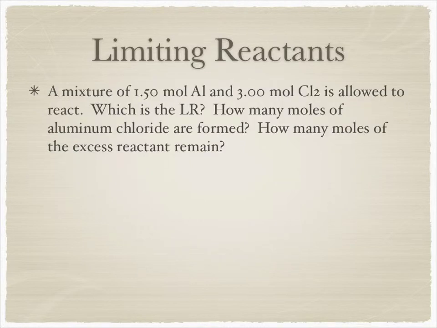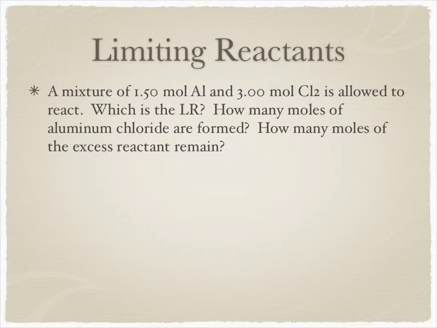Alrighty, so now we're going to do a problem. A mixture of 1.5 moles of aluminum and 3 moles of chlorine is allowed to react. What's the limiting reactant? Well, in order to answer that question, we're going to have to balance the equation, right? So let me give you a minute to do that, or pause the video here, write and balance your equation, and then I'll give you the correct balanced equation. Go.